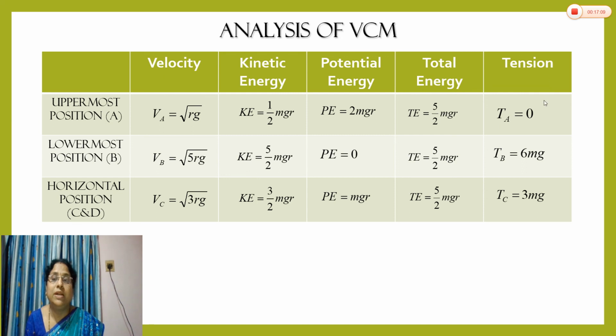And now about the tension. The tension at the uppermost point is 0. The tension at the lowermost point is 6 mg. And the tension at the horizontal position is 3 mg. So this is the analysis of VCM.